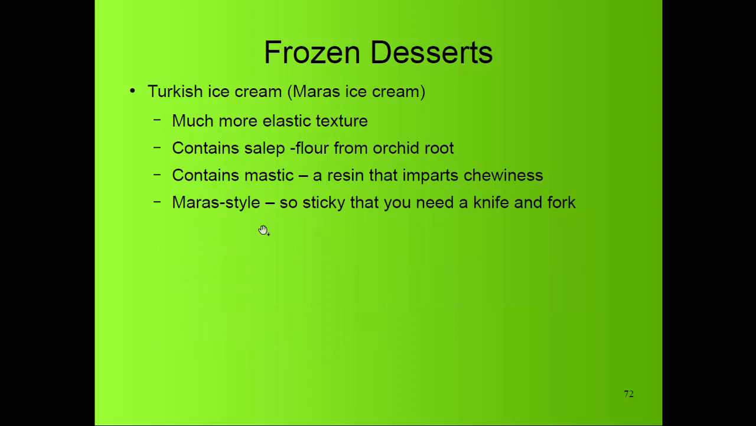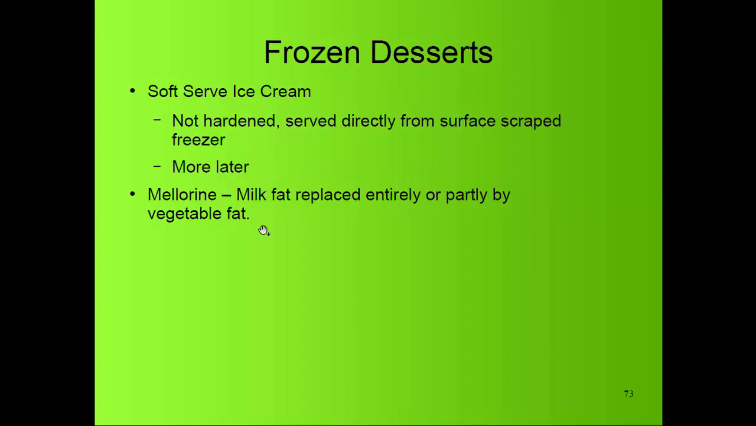There's Turkish ice cream or Maras ice cream, and this has a much more elastic texture. It contains salep flour, which is flour from the orchid root, and it contains mastic, which is a resin that imparts chewiness. So the Maras style is so sticky that you actually need a knife and fork to eat it. We also have soft serve ice cream. This is not hardened. It's served directly from a surface scraped freezer.